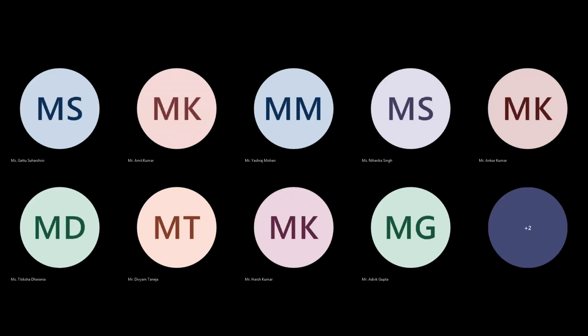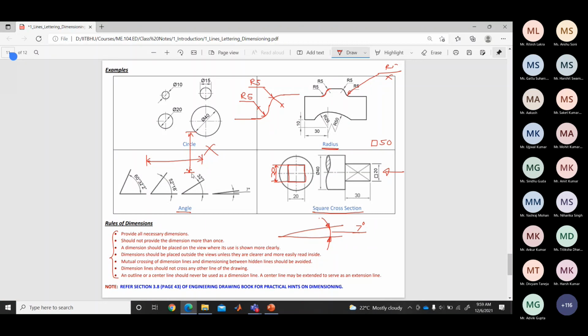Crossing or cutting of the dimension lines. Also, the dimension line should not cross any other line of the drawing, for example, the outline of the drawing itself. It should not cut.